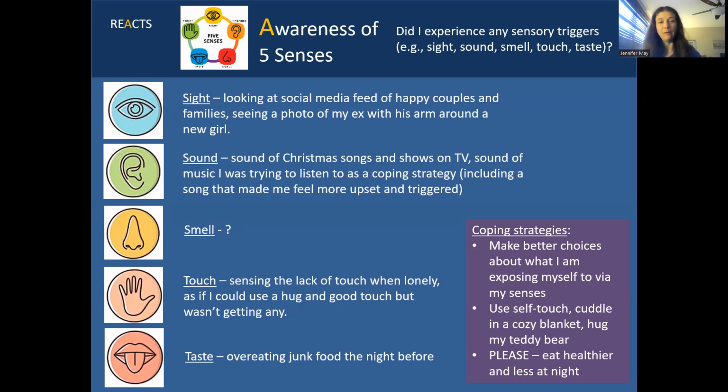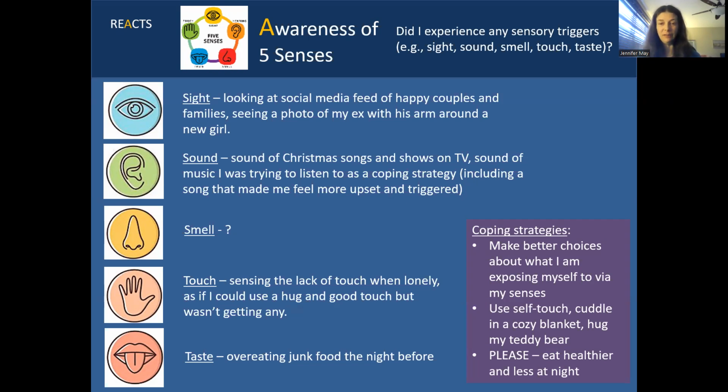Maybe for the touch one, I could use self-touch in an appropriate way, cuddle in a cozy blanket, hug my teddy bear, you know, kind of do certain positive snuggling with myself and things like that to feel a little bit better. Maybe if I had a pet, I could snuggle with a pet.